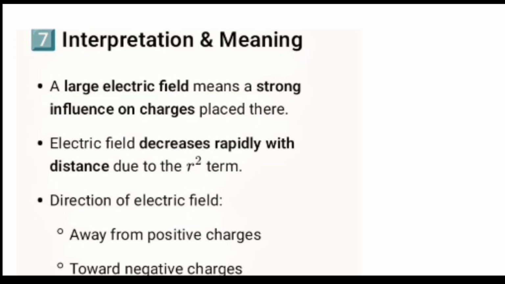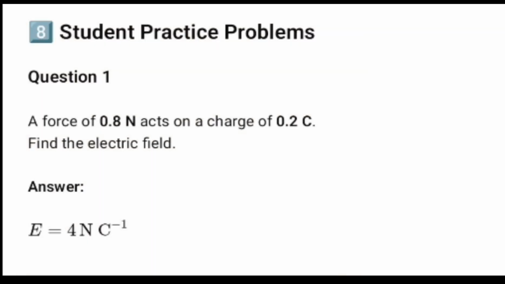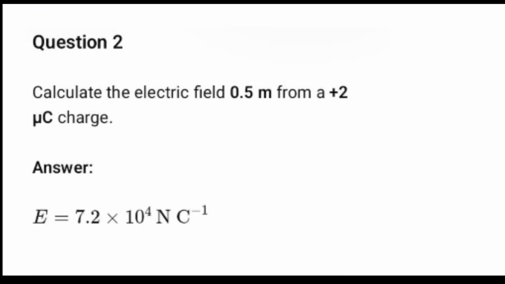So here is another example, a practice problem you can try and verify the answer. A force of 0.8 newtons acts on a charge of 0.2 coulomb. Find the electric field. The answer is 4 N C inverse. Try to solve and see if you can find the same answer. Then also we have the second one. Calculate the electric field 0.5 meters from a positive 2 microcoulomb charge. This is a point charge. Use that formula I said, 1 over 4 pi and so on.